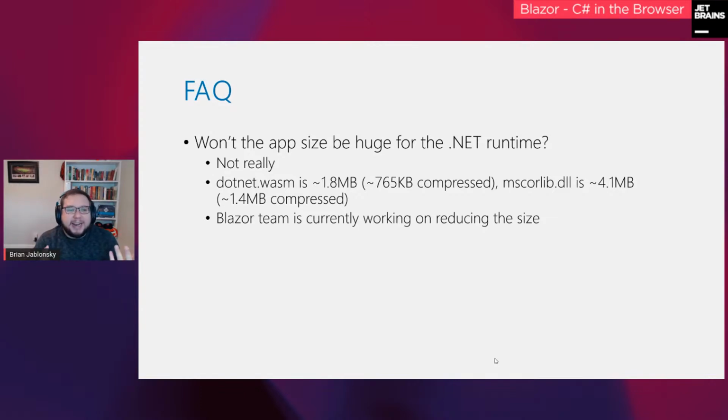So the .NET WASM runtime is 1.8 megs. It's about 800K gzipped and compressed. The MS Core Lib is about 4.1 megs uncompressed, and compresses down to about 1.4 megs. So, I mean, overall, it really depends.